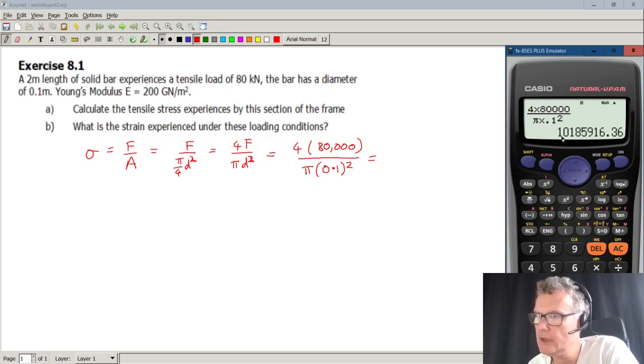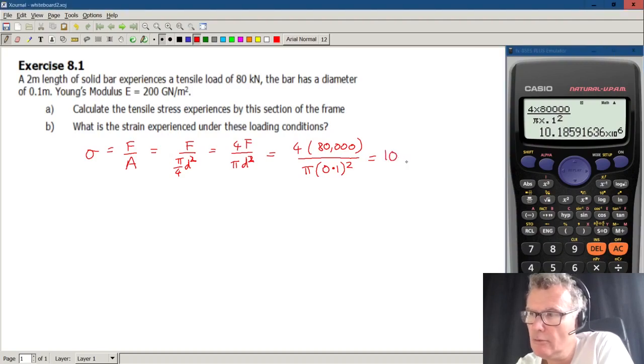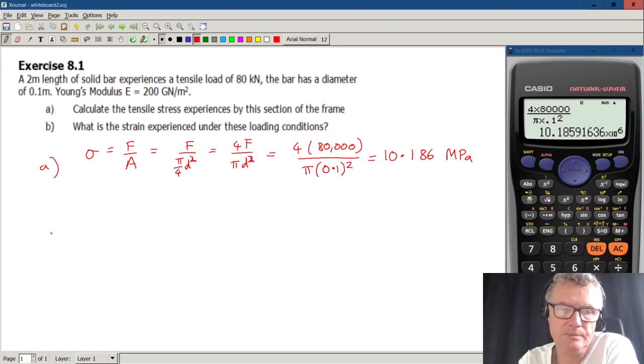Okay, so that gives me this horrible number. Let's try and convert it to something sensible in engineering terms. Press the Eng button. The Eng button is now converting this automatically into 10 times 10 to the power 6. So that's in mega. So 10 to the 6 is equivalent to mega. So we can have it to 5 significant figures, 10.186 megapascals. Okay, so that's part A.